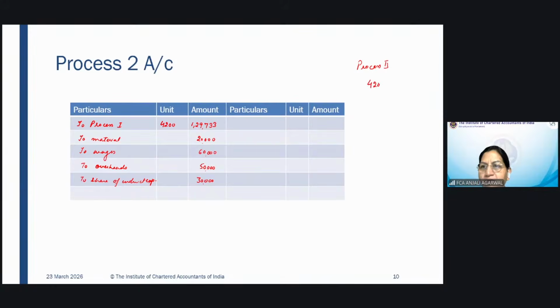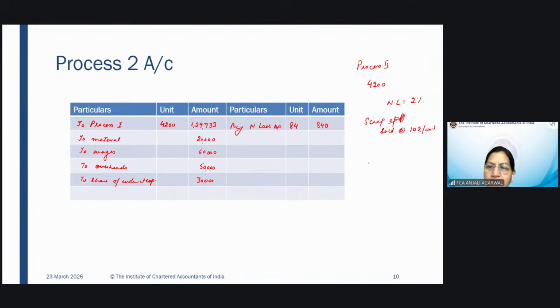So process 2 has an input of 4,200, and then let's say the normal loss in process 2 is only 2%. So by normal loss account, 2% of 4,200, 84 units should be lost. And the scrap of process 2 is sold at 10 rupees per unit. So this will be sold at 840.